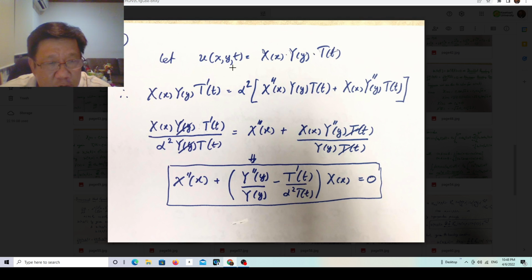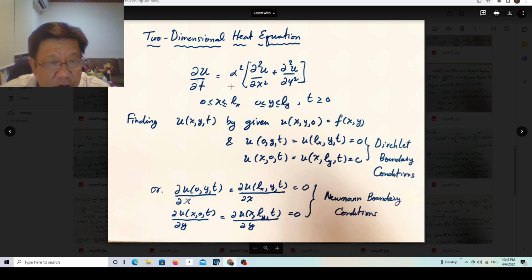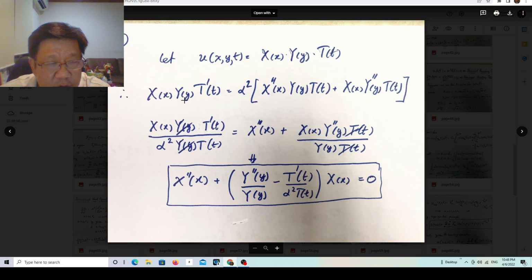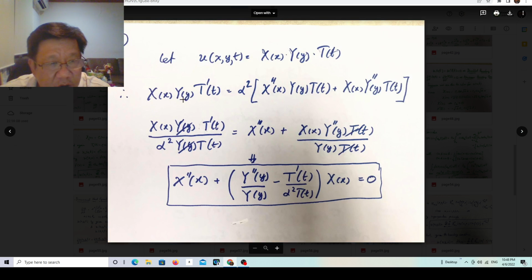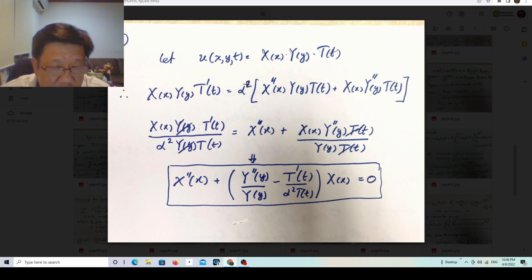Therefore, when we replace u of x, y, t in this original two-dimensional heat equation, this is the result. On the left hand side is a first order derivative over t, and the functions of x and y become constants, so we just find the derivative of T. This is the first order of t, and alpha square is a positive unit conversion. On the right hand side you get the second order of u of x, y, t over x, and the second order over y.